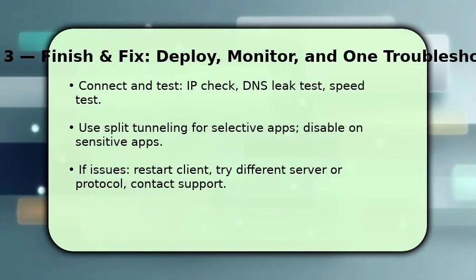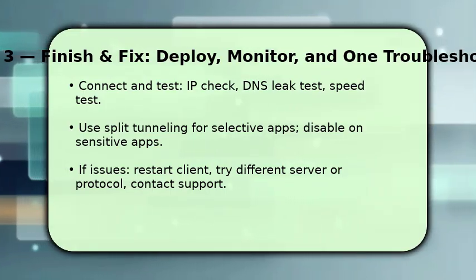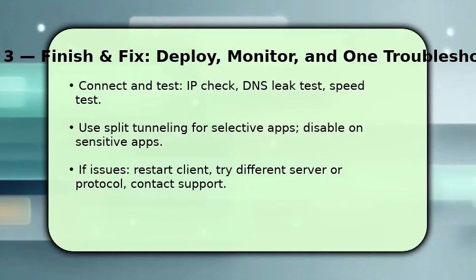You finish by connecting and verifying that your internet goes through the VPN. Click Connect, then use an IP check and DNS leak test to confirm your address and DNS are masked. If speeds are slow, try a nearer server or switch protocol to WireGuard.